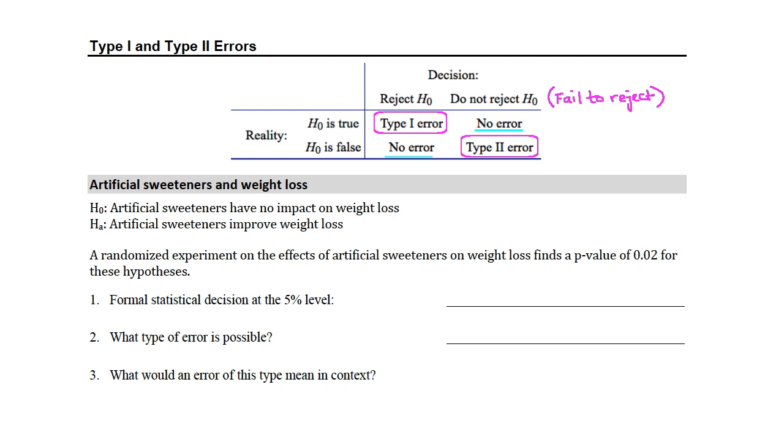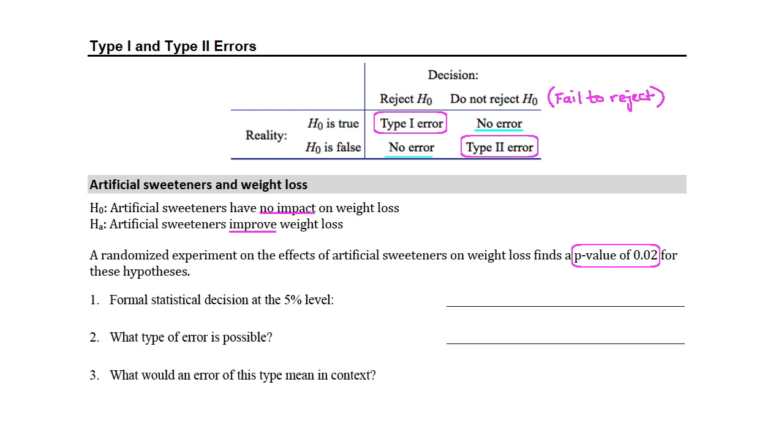So let's take a look at an example of the effects of artificial sweeteners on weight loss. Suppose we did a randomized experiment on these effects and our null hypothesis was no impact. That's a fairly standard null hypothesis. And our alternative hypothesis is that the sweeteners improve weight loss. So it looks like kind of a one-sided alternative hypothesis. For these hypotheses, we conduct an experiment and we get a p-value of 0.02.